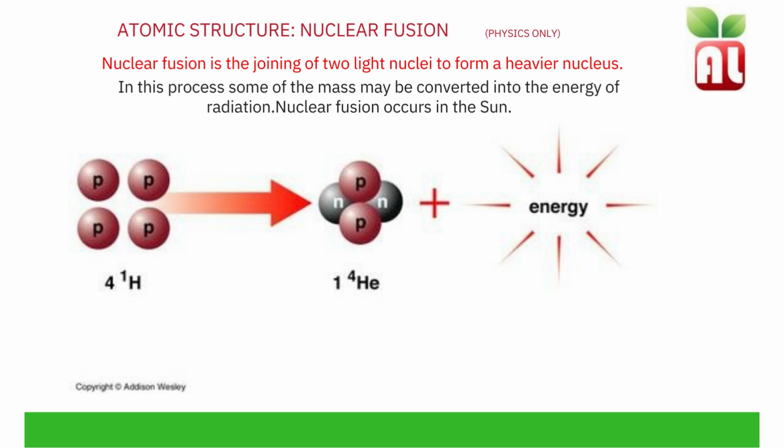Nuclear fusion. Nuclear fusion is the joining of two light nuclei to form a heavier nucleus. In this process, some of the mass may be converted into the energy of radiation. Nuclear fusion occurs in the Sun, releasing huge amounts of energy. An example is when hydrogen nuclei fuse together to form helium nuclei, and this process continues to form new elements.